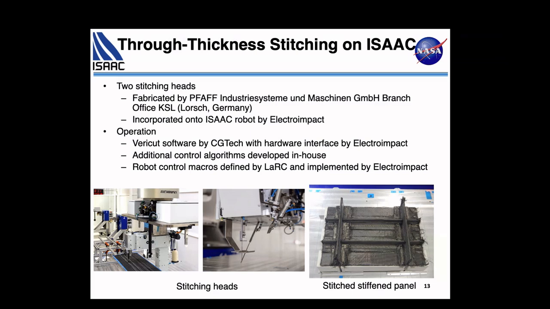If you're going to build a very large part and you want to be able to put stitches in the middle of that part, that's really important. You can't do it with a traditional stitching method. So in the bottom corner there is a stiffened panel that we built on Isaac. This doesn't have the resin added yet. It's just stitched together. And if you look close, you can see the white lines along the edges of the stiffener. Those are the stitching threads.